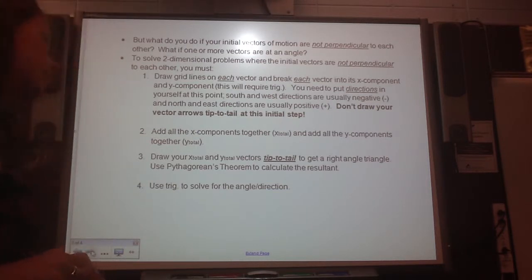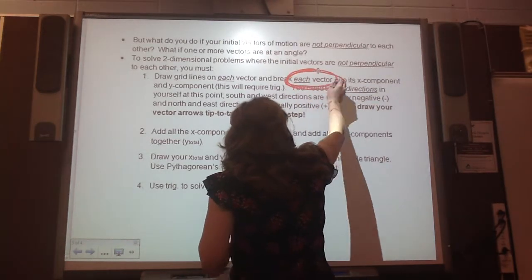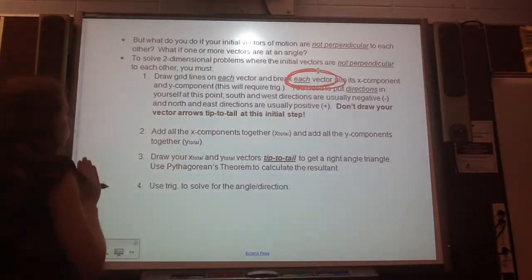Now, another type of question. What do you do if your initial vectors of motion are not perpendicular to each other? What if one or more vectors are at an angle? To solve the two-dimensional problems where the initial vectors are not perpendicular, you must draw grid lines on each vector and break each vector into its x and y components. So this is really important, okay? Each vector into its x and y components.